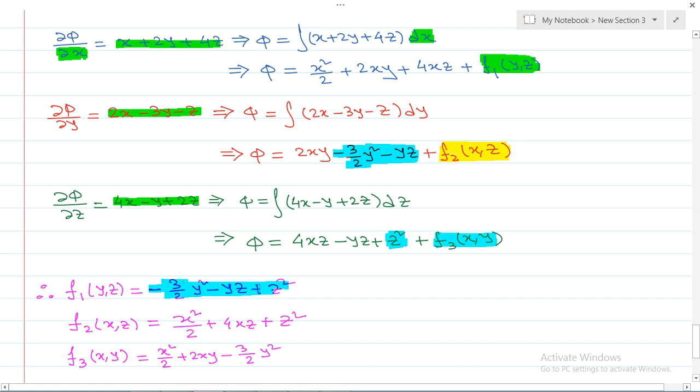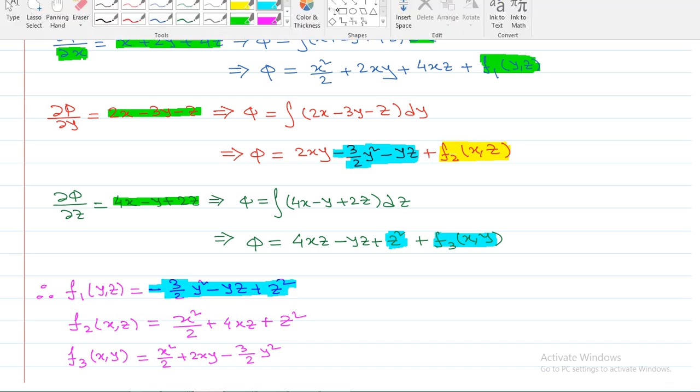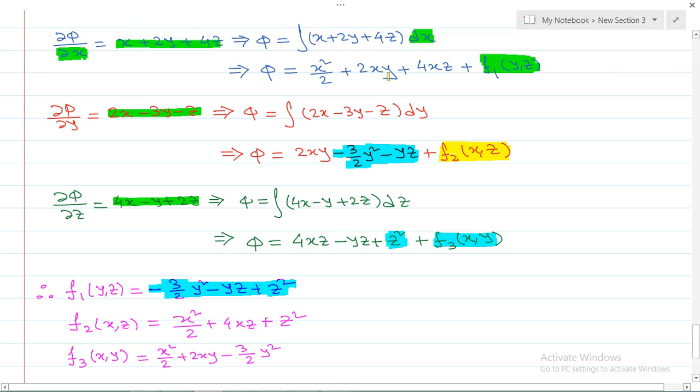Similarly, for f2 of xz, from which two integration results do you have to find the value? From the first and third. So for f2 of xz, you identify the terms which involve x and z only. Here it is x square upon 2 plus 4xz along with this term z square again. So we have f2 of xz as x square by 2 plus 4xz plus z square. Similarly, we can get the value of f3.